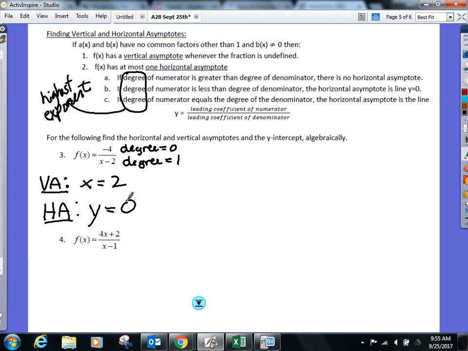And finally, my y-intercept. What did we say last problem? What can we plug in? Plug in 0 for what variable? X. So here we go: -4 over 0 minus 2. My y-intercept will be 2. Or again, we can write it as (0, 2). All right?